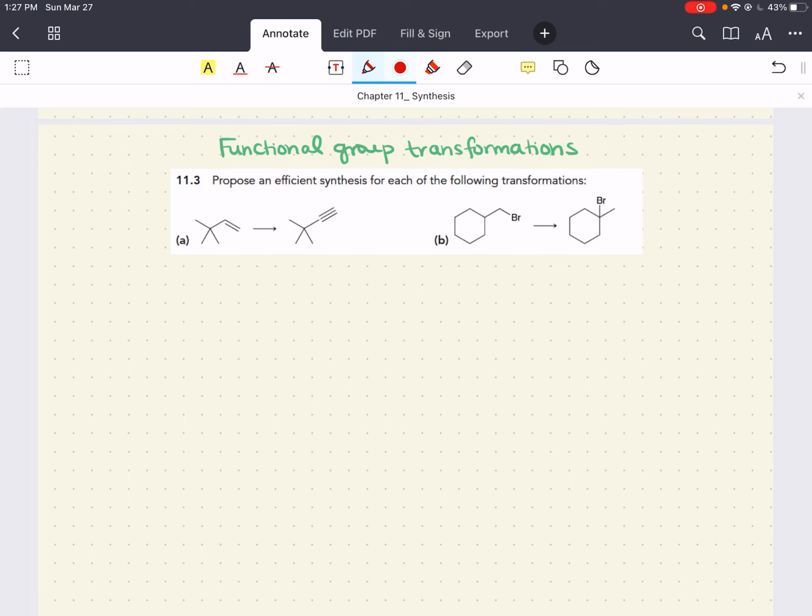All right, and these two problems here that we're going to do require functional group transformations. I wanted to label it like that. We're going to learn how to get from starting material, precursor, to end product. We're going to do these problems together.